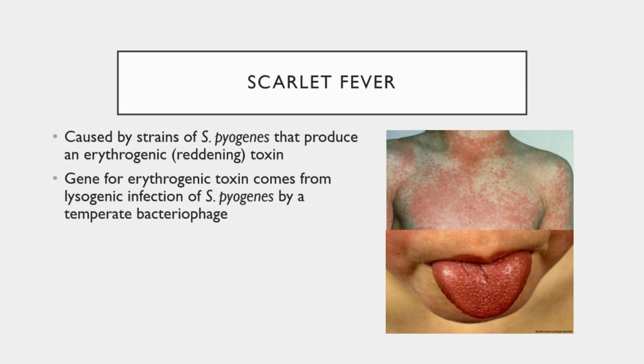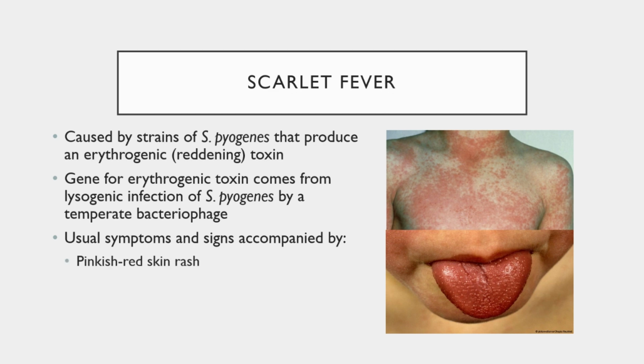So, getting back to scarlet fever, it is an infection that emerges after a person is experiencing streptococcal pharyngitis, or strep throat, which can manifest itself as scarlet fever if the strain that they are infected with produces this erythrogenic toxin. So, the usual signs and symptoms of strep throat are present, but those signs and symptoms are additionally accompanied by a pinkish red skin rash, as you can see in the upper photo, as well as a spotted tongue that later becomes enlarged, as you can see in the lower photo.